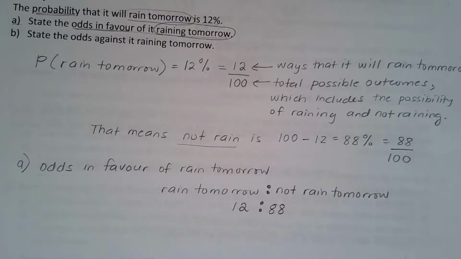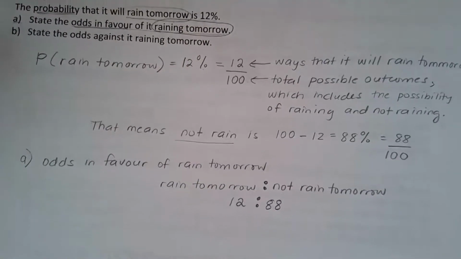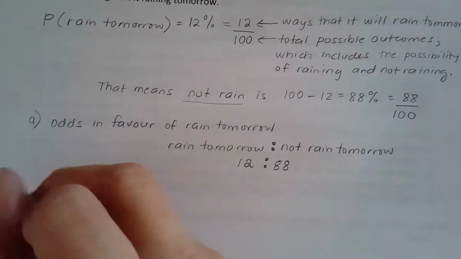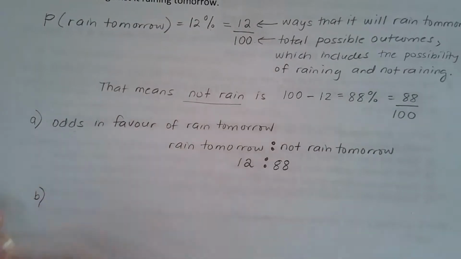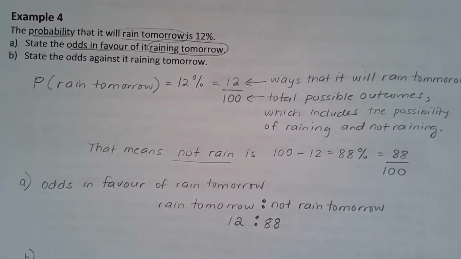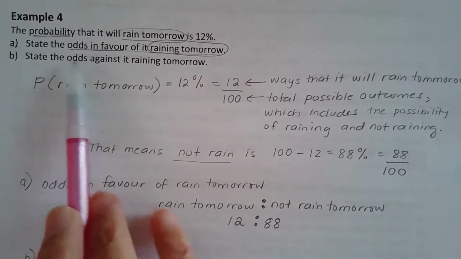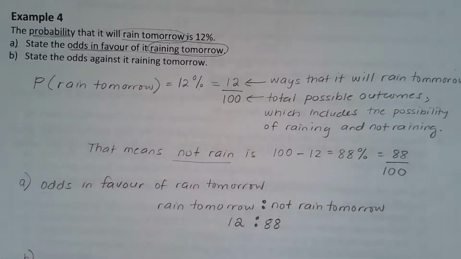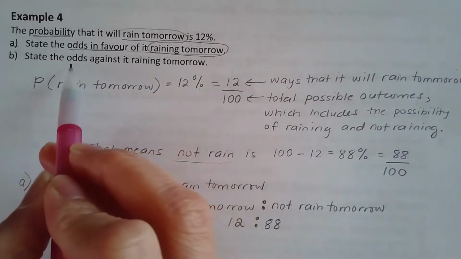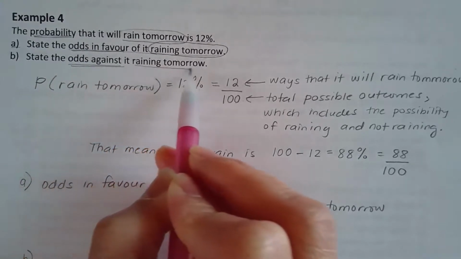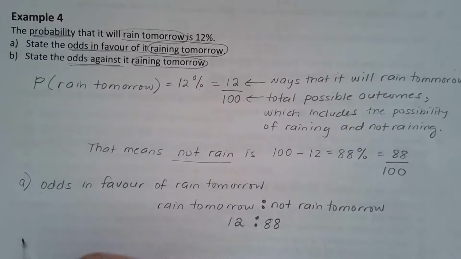Okay, so now let's take a look at letter B. Let's read the question first. The question says, state the odds against it raining tomorrow. Okay. Now this one here, odds against raining tomorrow. So I'll write it down.